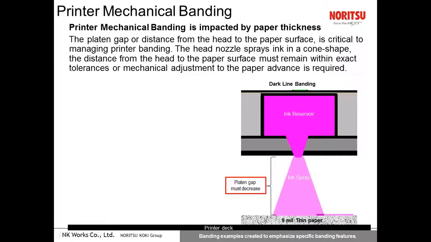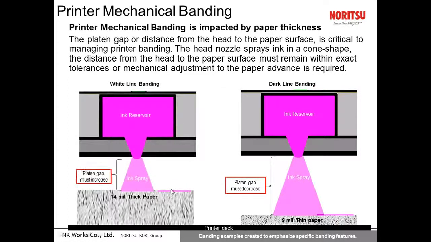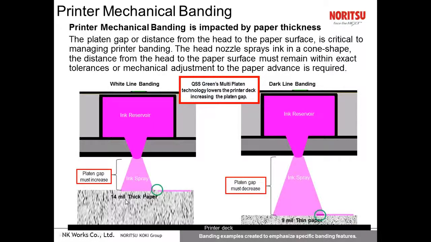What we need to do is to increase the paper advance so that the line of that cone lines up with this cone, and therefore we eliminate the banding. Or we can adjust the platen. The platen gap is the gap between the paper deck itself and the head. In this example, the platen gap is being adjusted by using a thicker paper.